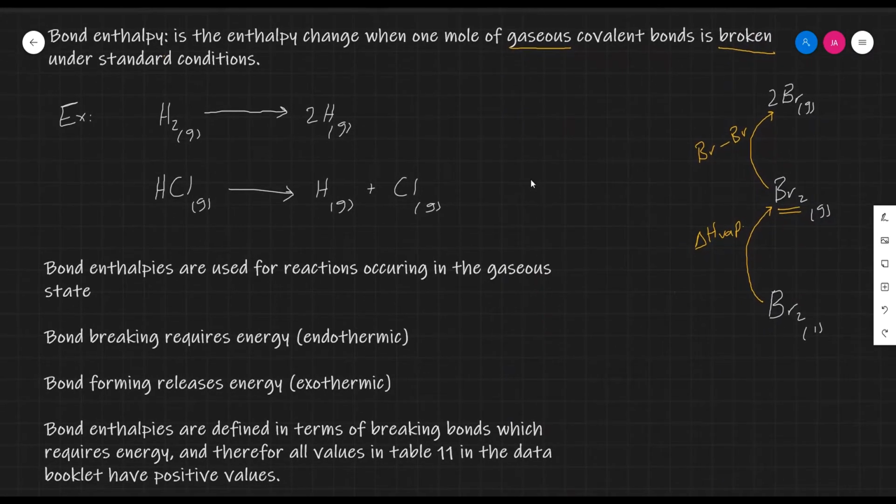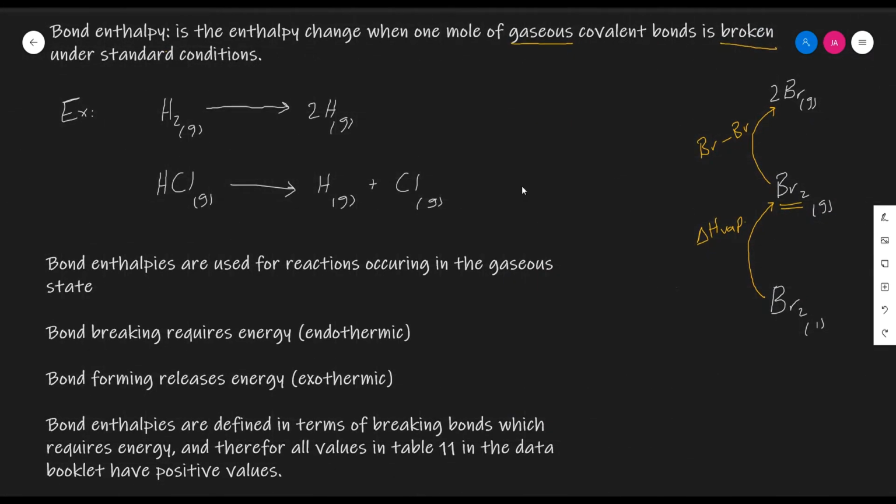To write an equation to represent this process, as we did with the enthalpy change of formation and enthalpy change of combustion, this is a good example here. I've used hydrogen, H2. It's already in the gaseous state, as you can see here. Any energy we supply to it at this point will go to break the bonds. And this is what it looks like.